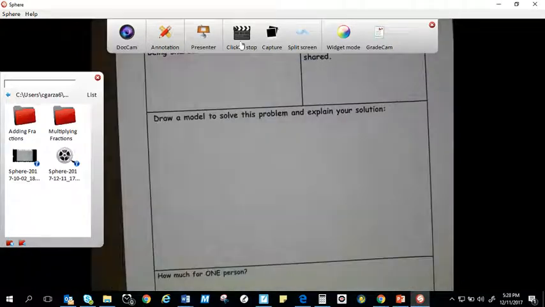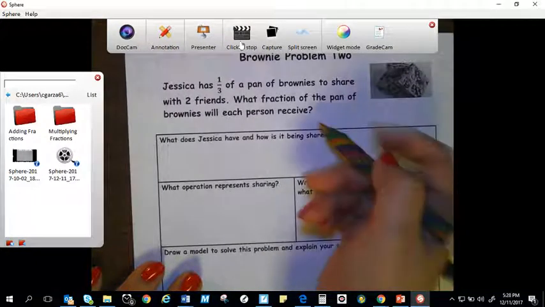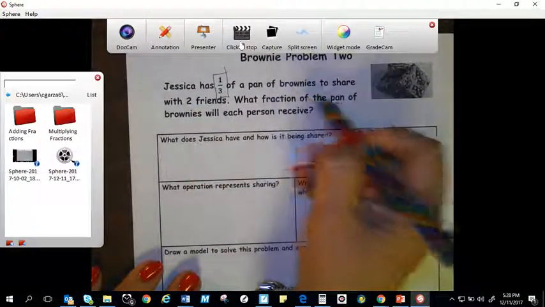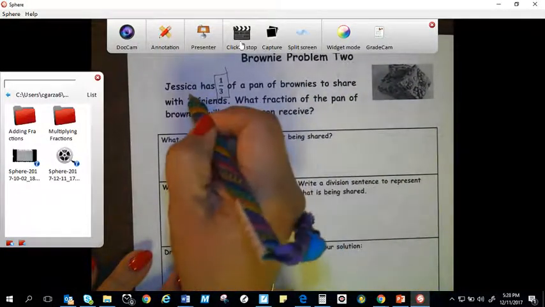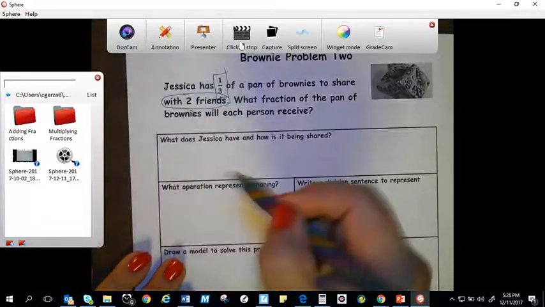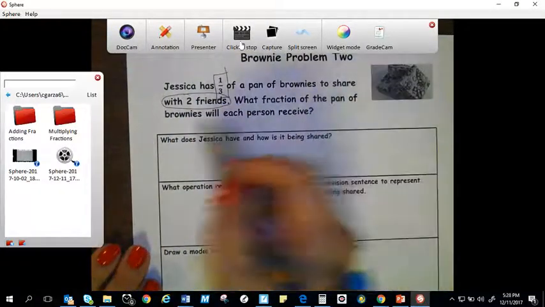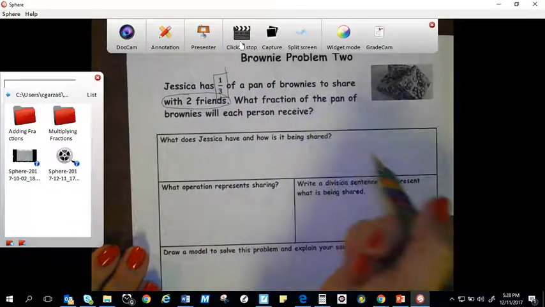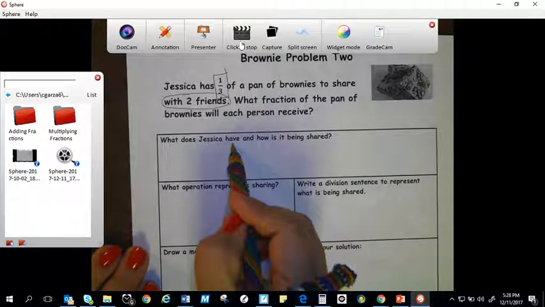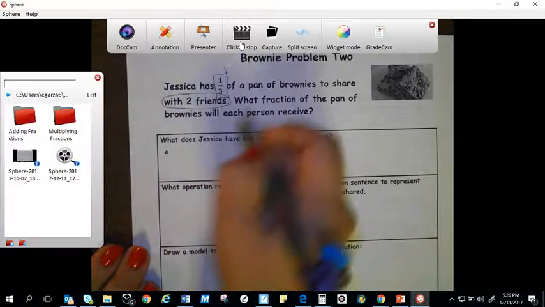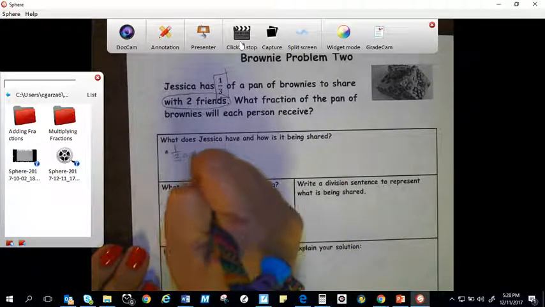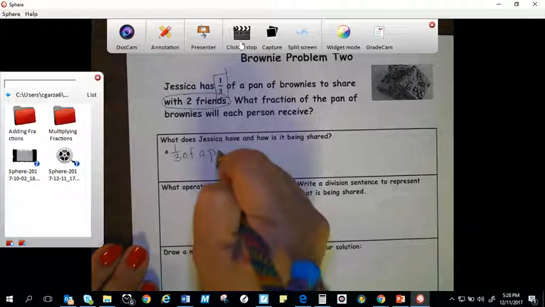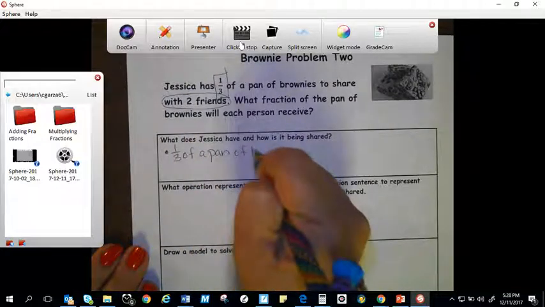Now we're going over to problem 2. Now let's look at problem 2. And here's 2. Jessica has 1/3 of a pan of brownies to share with 2 friends. What fraction of the pan of brownies will each person receive? So what does Jessica have? She has 1/3 of a pan of brownies.